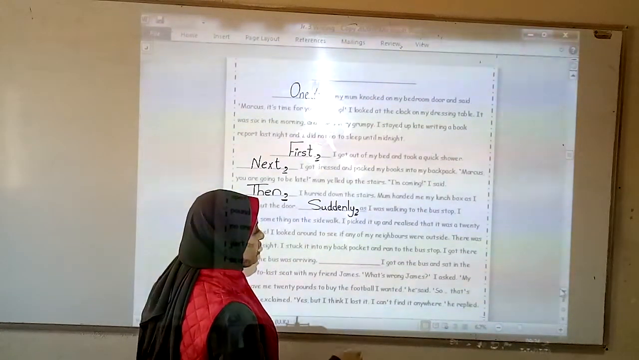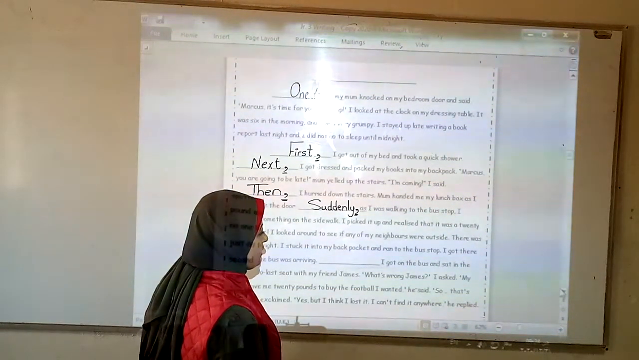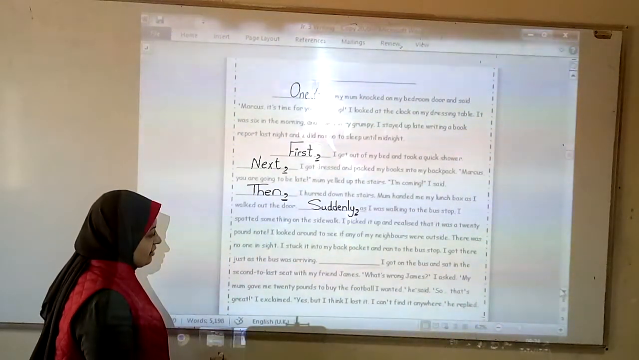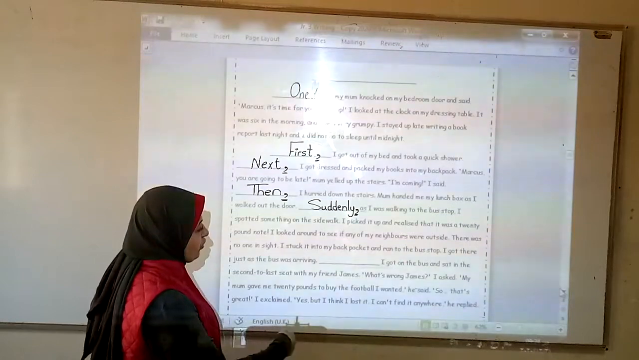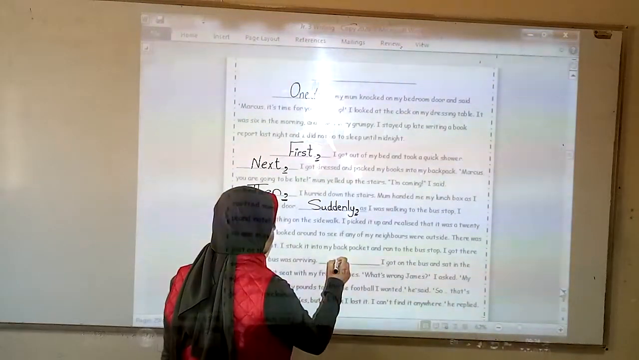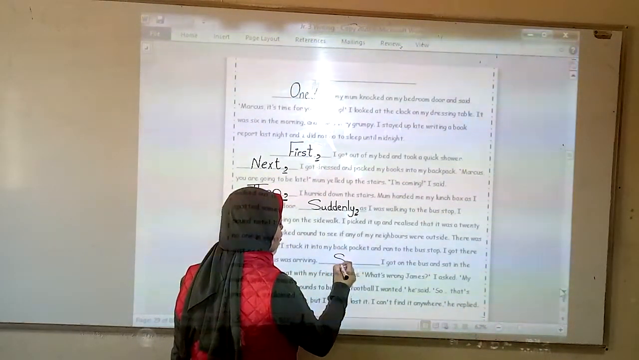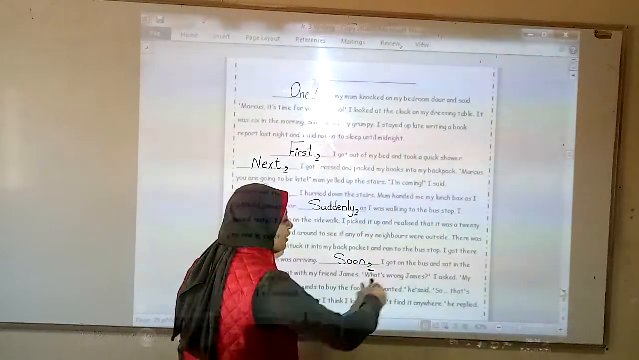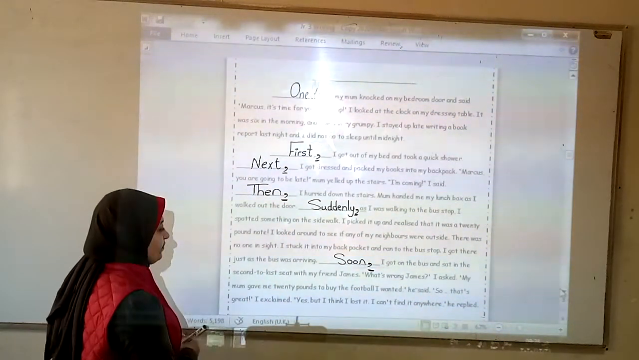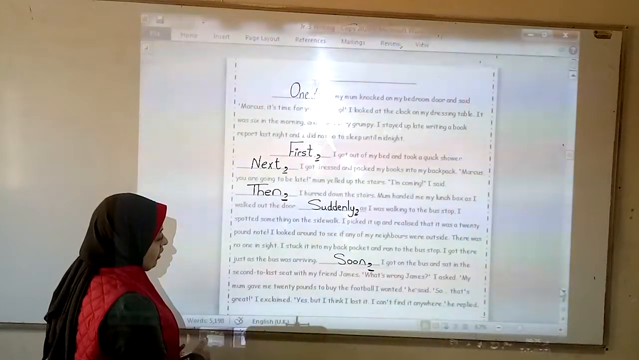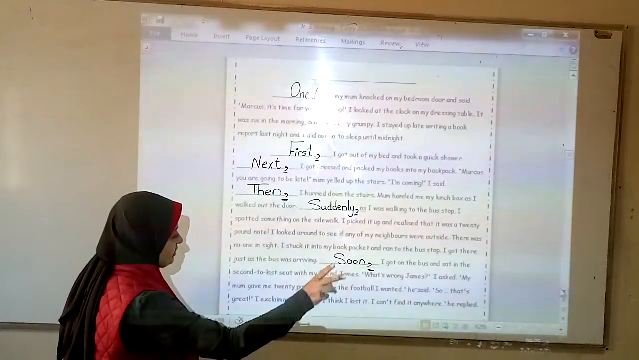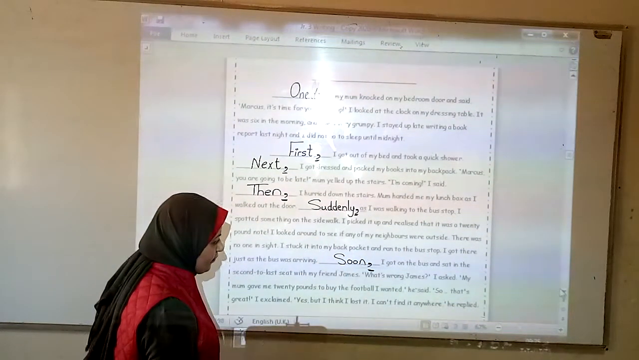I got on the bus and sat in the second to last seat with my friend James. This is as soon as I arrived. Soon, I got on the bus, and I sat in the second to last seat with my friend James.